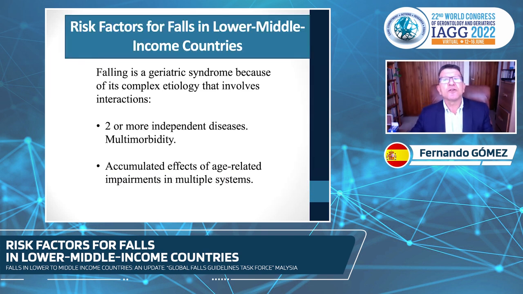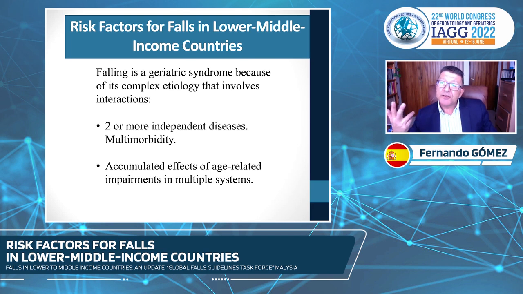When you talk about risk factors for falling in lower middle income countries, you need to involve interactions in two situations. First, multimorbidity. At least 50% of people over 65 years old have multimorbidity, and there is an increase of multimorbidity in developing countries. The second situation is the accumulated effects of age-related impairments in multiple systems.